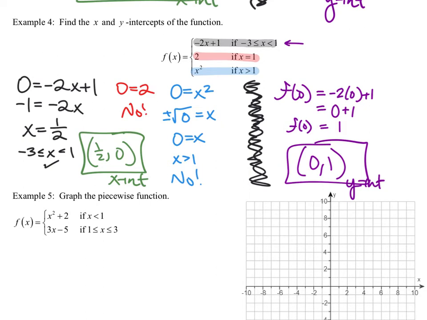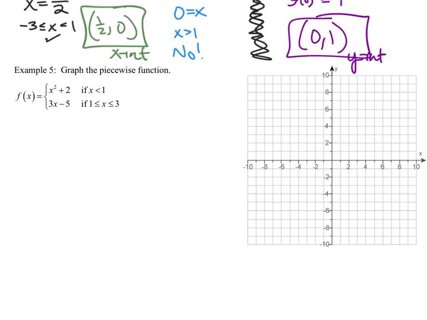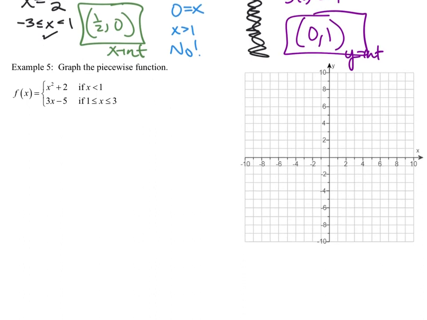Hopefully that went pretty well for you. We've gotten through a lot of skills. We've evaluated these piecewise functions. We've used them to find intercepts. So let's start graphing them. I kind of showed you a little piece of this earlier, but we're really going to get into graphing them more accurately now. It's going to be very helpful to have a table of values prepared for this one.